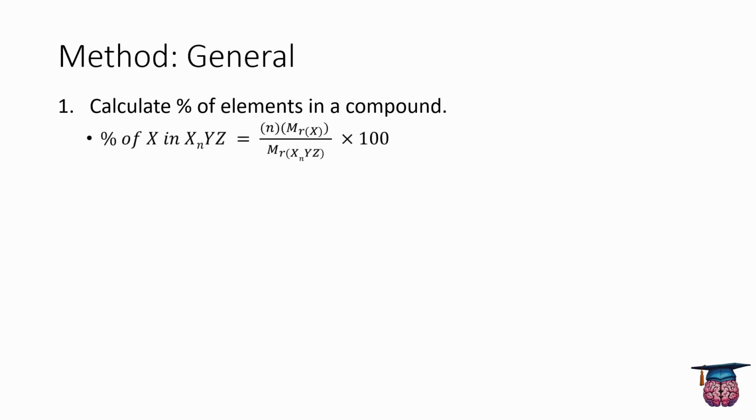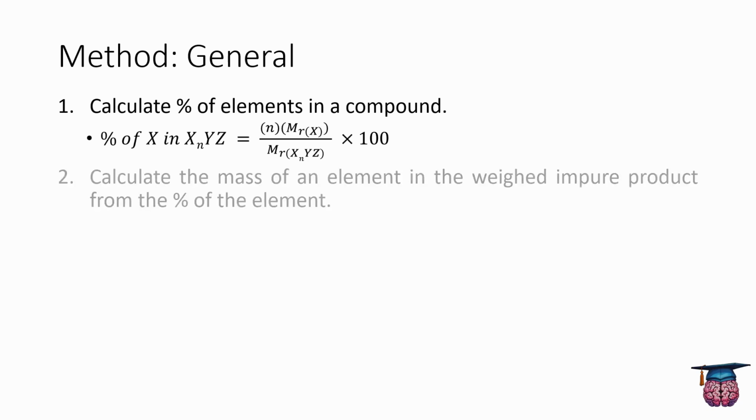Now we have to have a look at the method that we can use to calculate our percentage purity from these ICP results. First, we are going to calculate the percentage of the desired element in a compound. For example, if we want to look at the percentage of X in the compound XNYZ, this will be N times the molar mass of X divided by the molar mass of the compound multiplied by 100.